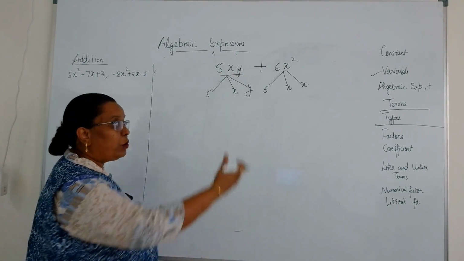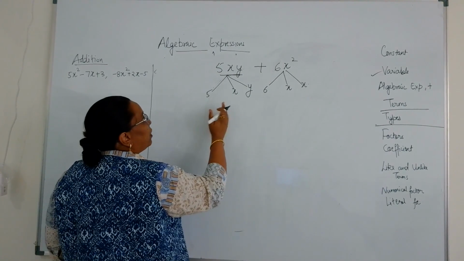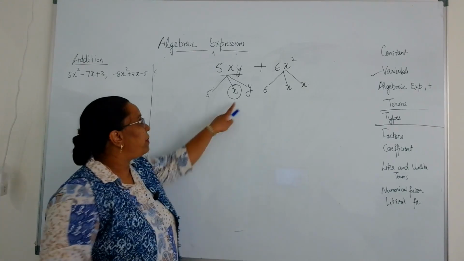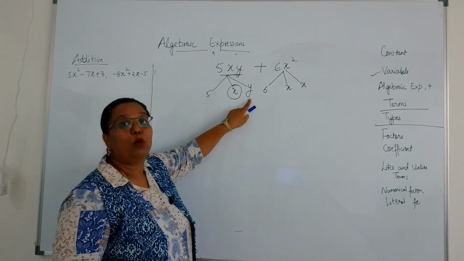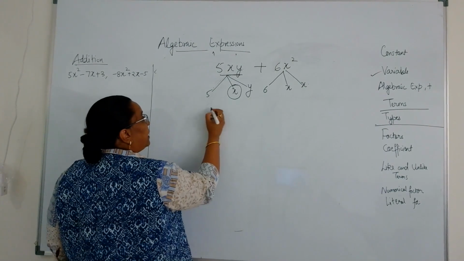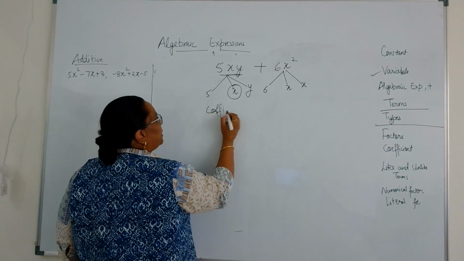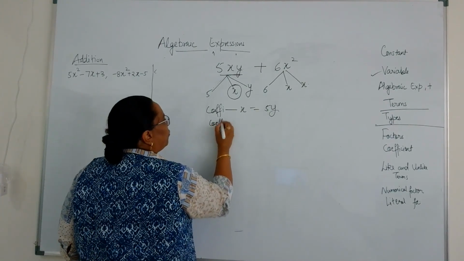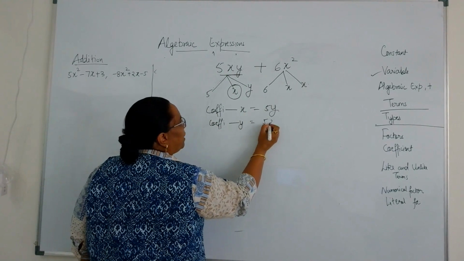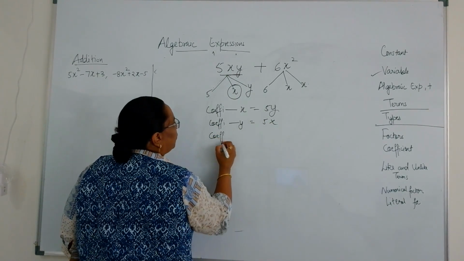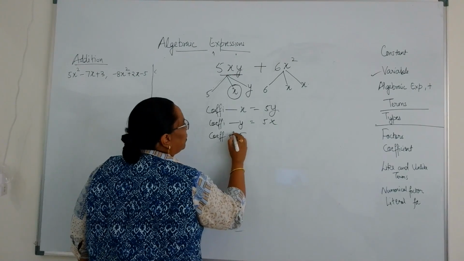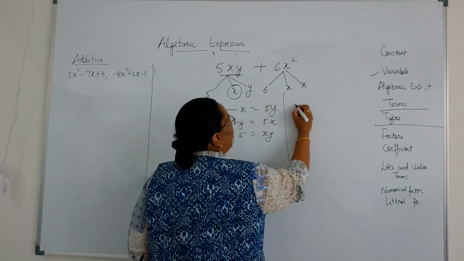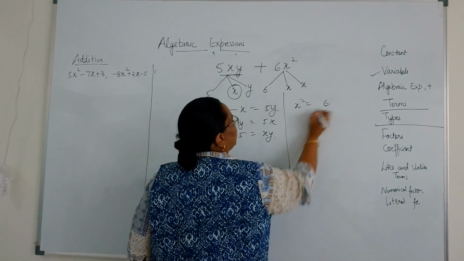Now how to find the coefficient? Suppose I have to find out the coefficient of x in this case. Except x, all the other factors are the coefficient of x. So in this case, the coefficient of x is 5y. Coefficient of y is 5x. Coefficient of 5 is xy. Similarly, coefficient of x square is 6.